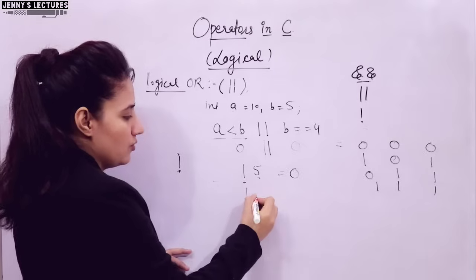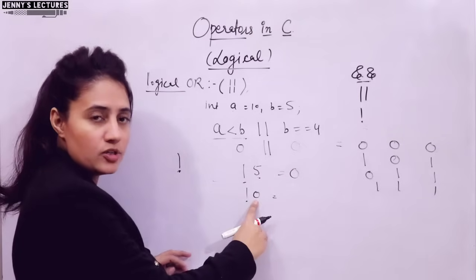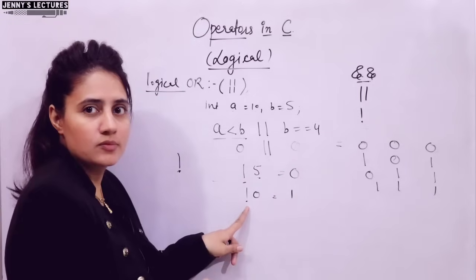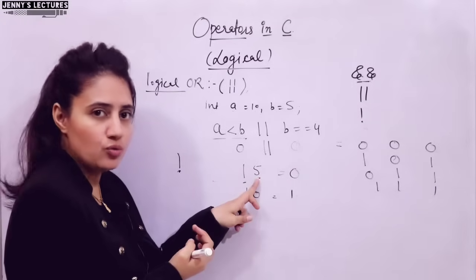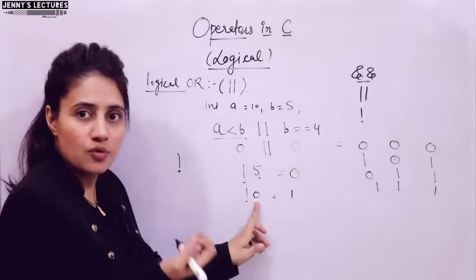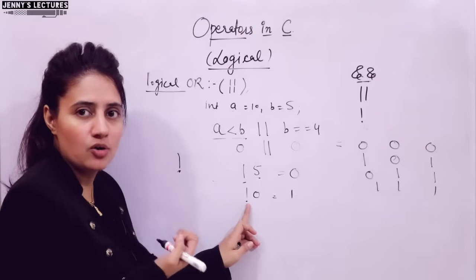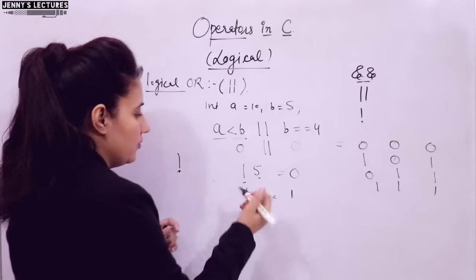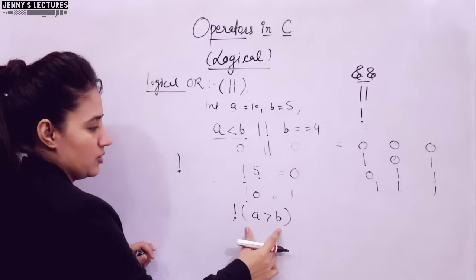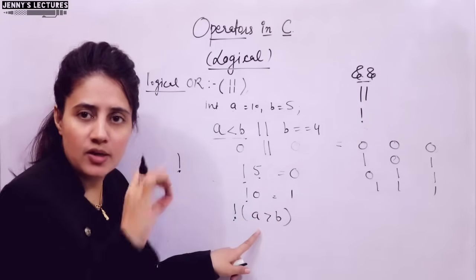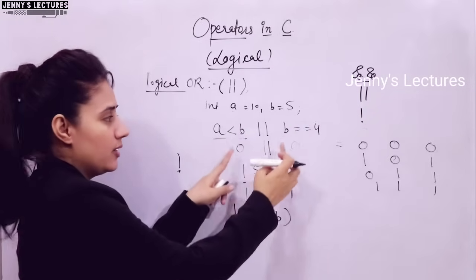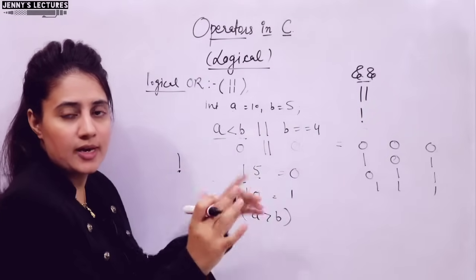If I am taking the negation of 0, meaning it is false, but I am using this complement operator, logical NOT, so the final output would be 1. So if the expression is true, the negation of that expression would be 0. If the expression is false, the logical NOT of that expression is true. If you are using, like, the negation of a greater than b, this expression, the operand can be any constant, any variable, any expression. Here the operands are expressions, but it can be any constant, it can be any variable, like in logical AND.